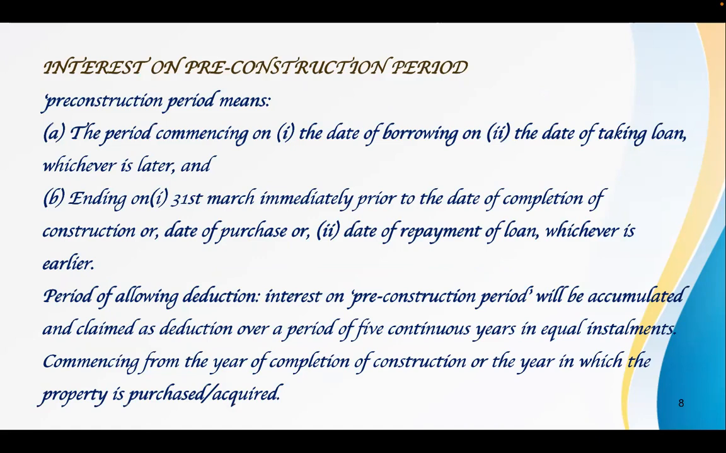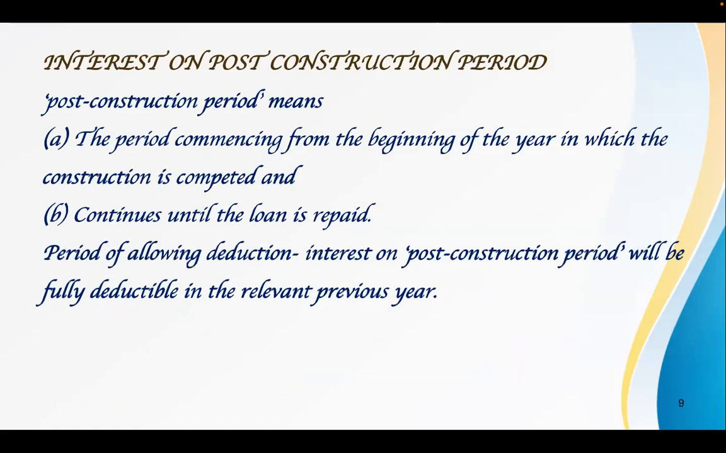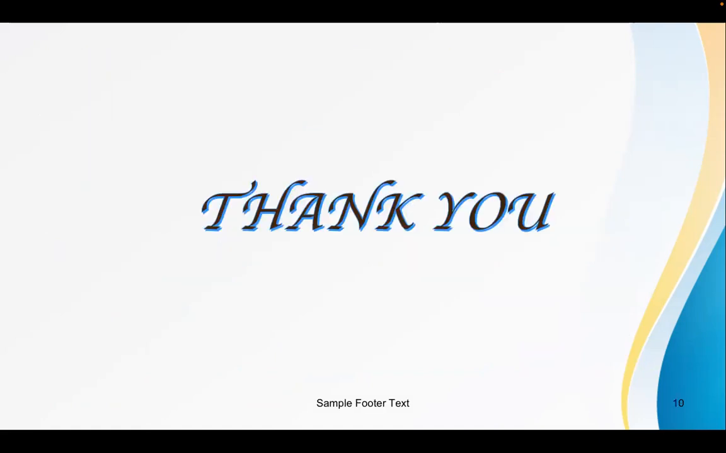Period of allowing deduction. Interest on the pre-construction period will be accumulated and claimed as a deduction over a period of five continuous years in equal installments, commencing from the year of completion of construction or the year in which the property is purchased or acquired. Interest on post-construction period. Post-construction period means from the beginning of the year in which the construction is completed and continuing until the loan is repaid. Interest on the post-construction period will be fully deductible in the relevant previous year.